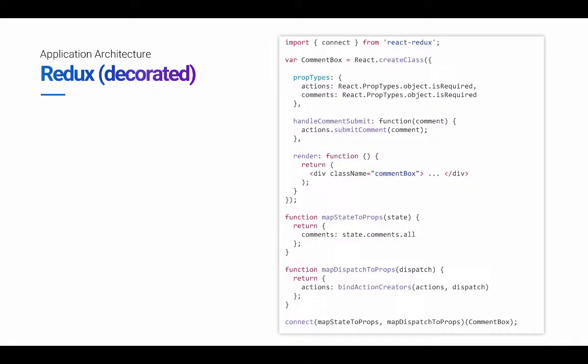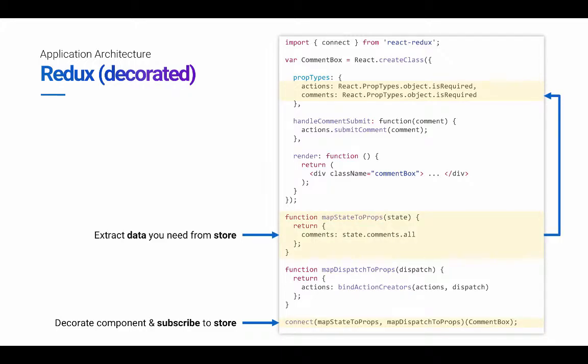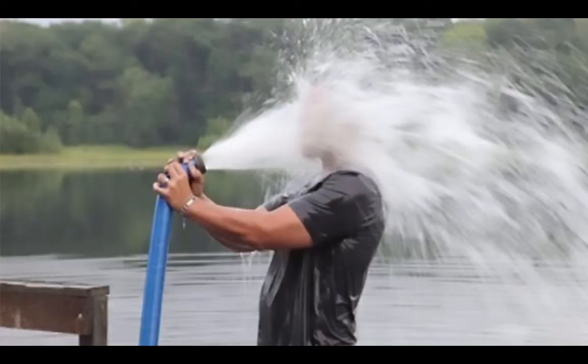Alternately, we can switch to a simpler pattern and use the connect decorator, which will allow our components to declare what data they need through props alone. With this approach, we would wrap our component in the connect decorator and give it two functions. The first declares what data we need from the store's state, and the second would allow us to bind actions to dispatch outside the component, keeping our components more pure.